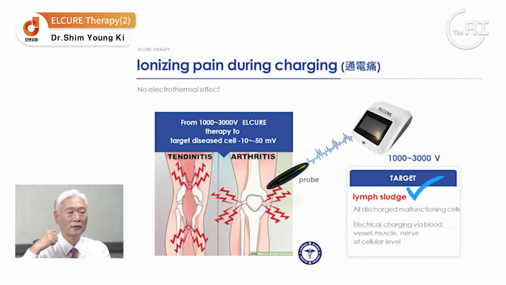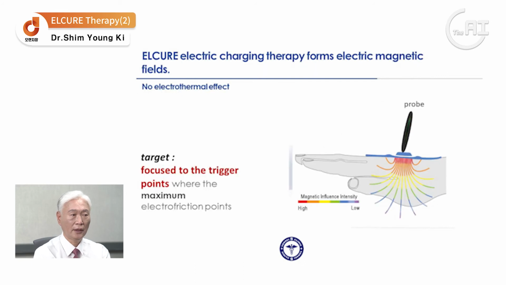Before treatment, it hurts so much I cannot move it, but after a 20 minute treatment, I can move it freely. No pain, much easier. That is the ELCURE therapy. It makes an electromagnetic field like that, focused on the trigger point, which becomes the maximum electrofriction point. Then put the probe here, and when charged, the pain subsides immediately.